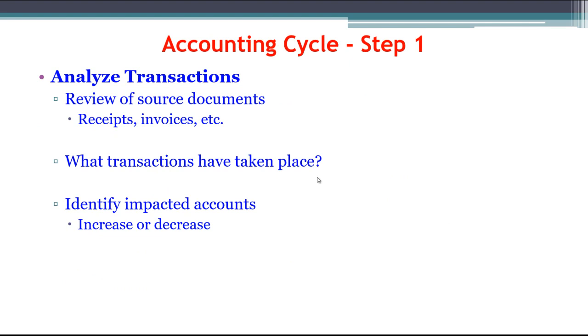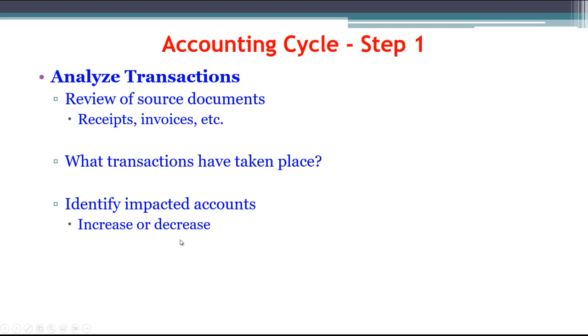So let's start on step 1 and dig into a little more detail. Here we are analyzing the transaction that has occurred to try to identify what has happened. Again, we take a look at the source documents. Source documents are just receipts, invoices, checks, anything that identifies what has happened, what the dollar amount was, and who was impacted. Basically, we're identifying what transactions have taken place during the period, and we identify the impacted accounts, as I said. Maybe it impacted cash, maybe it impacted revenue, maybe it impacted a liability, and we need to identify whether we're increasing or decreasing that account.